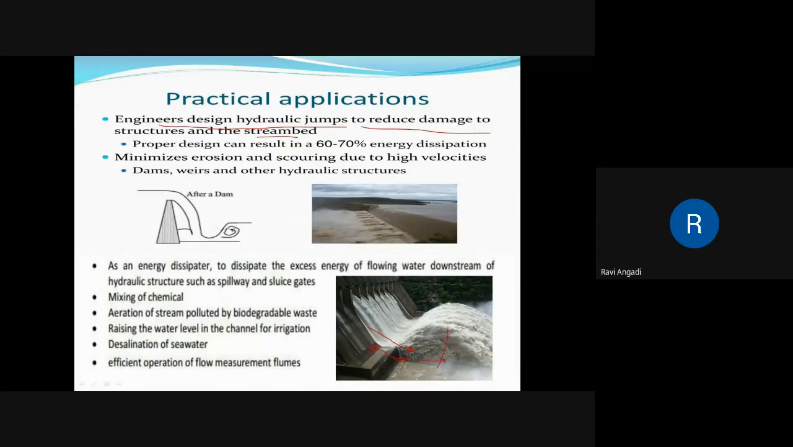Then proper design can result in 60 to 70% energy dissipation. So if you design it properly, the 60 to 70% energy can be dissipated. It can be reduced. A very important thing is minimizing the erosion and scouring due to high velocities in dams, weirs, and other hydraulic structures. So whenever water is falling from the spillway, if you do not provide a suitable hydraulic jump here, it will erode the surface. So a structure will be provided here, and that structure is called a stilling basin.